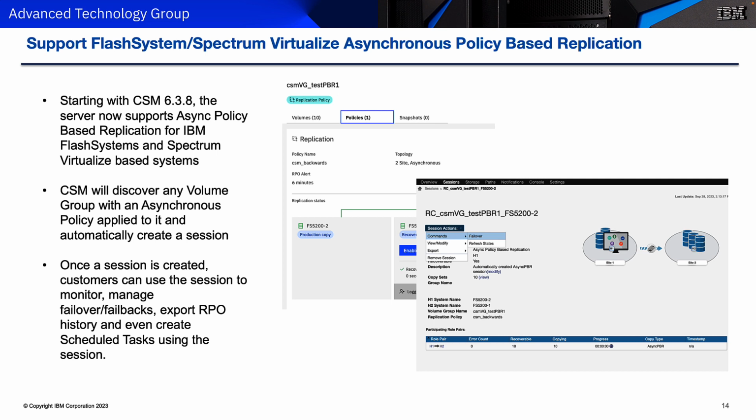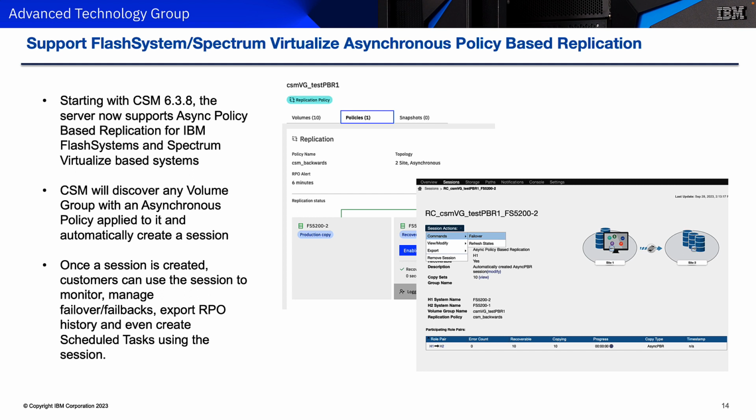It might be considered safeguarded copy 1.0, the one that's based off of FlashCopy. In that solution, the customer would put a policy upon a volume group, and then CSM would be looking at the volume groups on the hardware, see that that policy was applied, and automatically create a session. Since this is a similar setup for asynchronous-based replication, we decided to go that route as well.